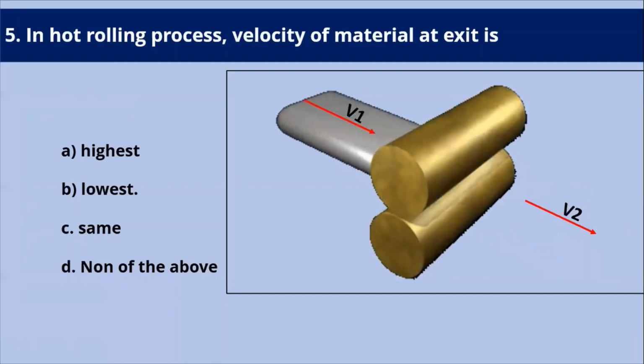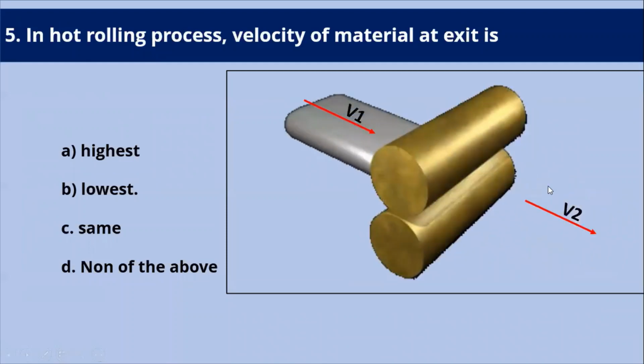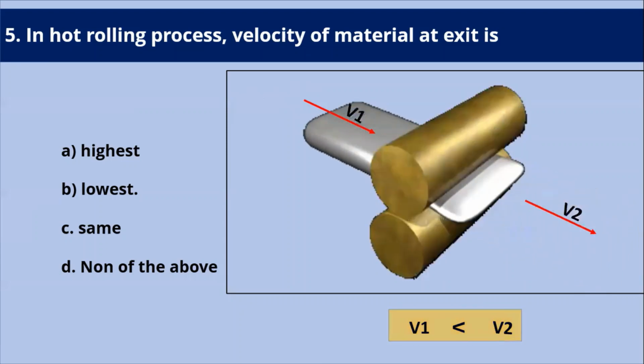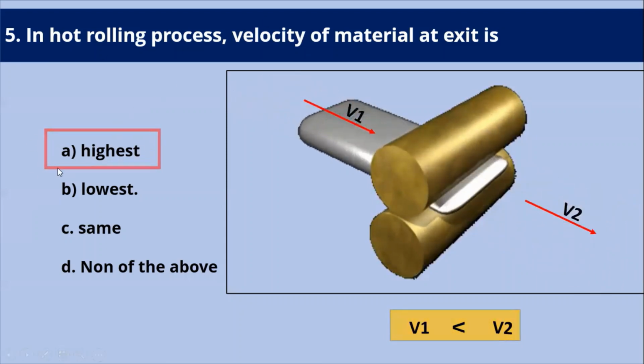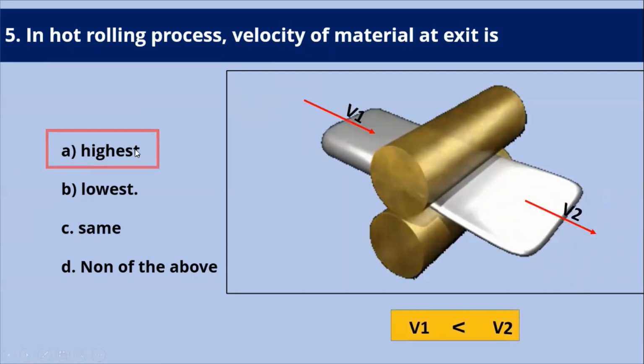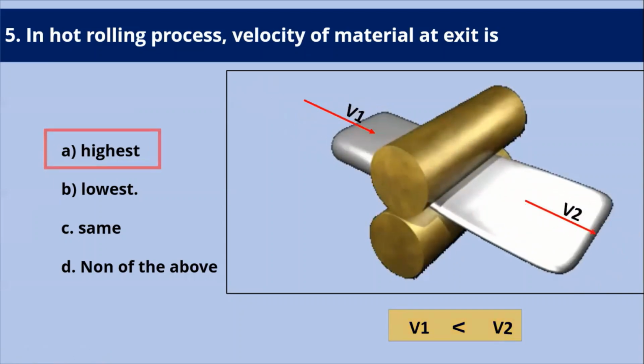In hot rolling process, velocity of a material at the exit. Exit means this point, V2 is the exit and V1 is the entry point. So the velocity of the workpiece when it leaves the roll is greater than the velocity of the material at the entry, due to the stretching of the layers, right? And that's why we can say that the velocity at the exit will be the highest velocity as compared to the entry point. Next question.